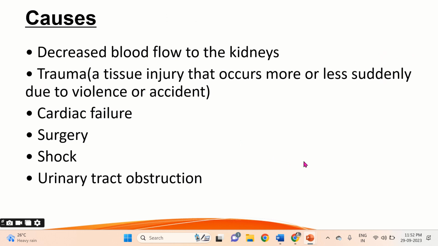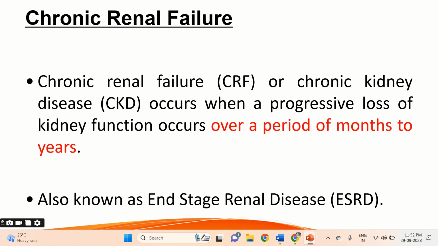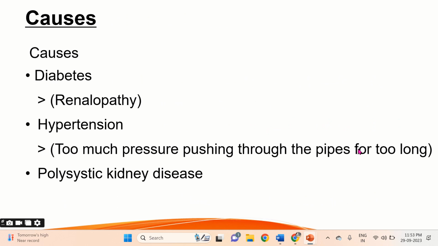and fluid balance disturbances. The main causes are decreased blood flow to the kidneys, trauma (a tissue injury that occurs more or less suddenly due to violence or accident), cardiac failure, surgery, shock, or urinary tract obstruction. Chronic renal failure, which includes chronic kidney disease, occurs when a progressive loss of kidney function occurs over a period of months to years, also known as end stage renal disease or ESRD.